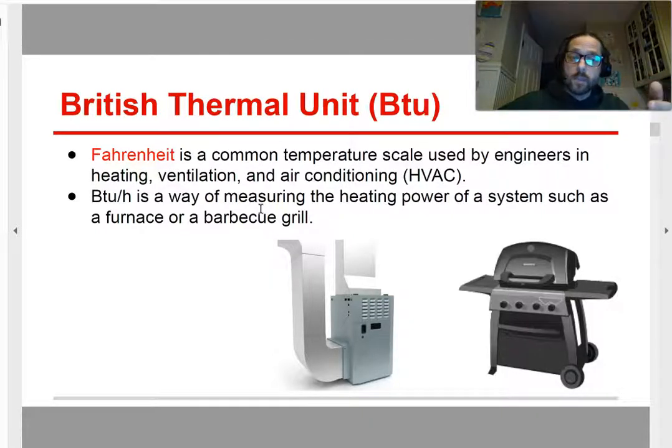A cooling system is the opposite. So if you have a 36,000 BTU per hour cooling system, which would be a 3-ton system, that means it can remove 36,000 BTUs per hour. Okay, so that's how heating and cooling is rated.